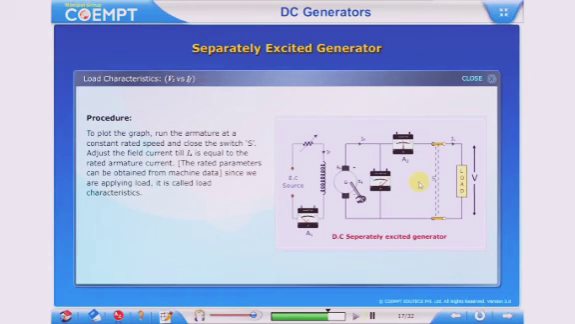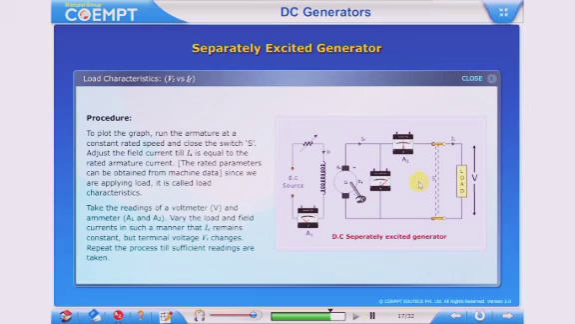Note: both no-load and load characteristics follow the same shape, but load characteristics are a bit less in value due to armature reaction effect.